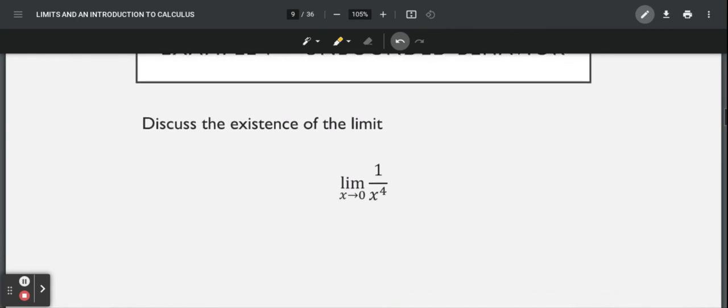The second one, discuss the existence of the limit. On your calculators, I want you to graph 1 over x to the 4th. All right, so our graph, when you graphed it, looks like this. The idea is that if you were on a train coming in from the left, all of a sudden your train just keeps going to the north and it never stops. Same thing over here, it just keeps going, but it never actually stops. There's not a station that it's going to approach. So we would say for this one that the limit does not exist.